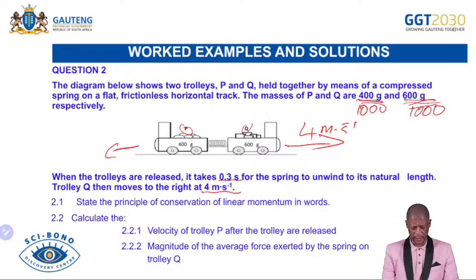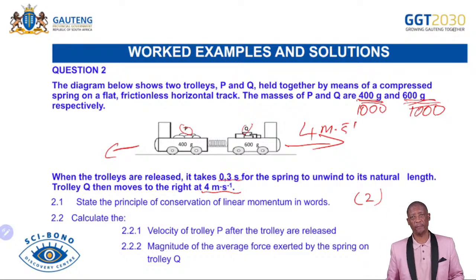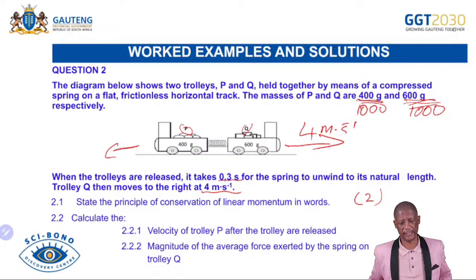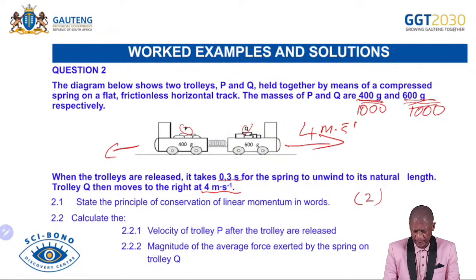Now, state the principle of conservation of linear momentum in words. Always this question will be there, which is 2 marks. A question will be there, learners, 2 marks. So we need to know the principle, right? Then calculate the velocity of P after the trolleys are released.